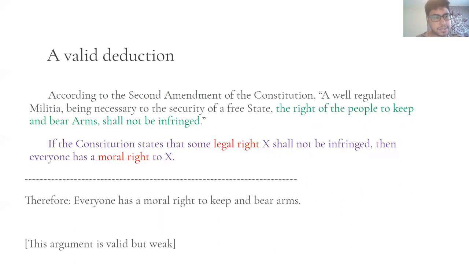So, for instance, it would need to look something like this. According to the Second Amendment of the Constitution, a well-regulated militia being necessary to the security of a free state, the right of the people to keep and bear arms shall not be infringed. And one reason you might give linking up the legality to the morality would be: if the Constitution states that some legal right shall not be infringed, then everyone has a moral right to that right that shall not be infringed. And so that's one way you could conclude that everyone has a moral right to keep and bear arms. Again, it's a pretty weak argument, but at least it doesn't derive a moral claim from a purely descriptive claim.